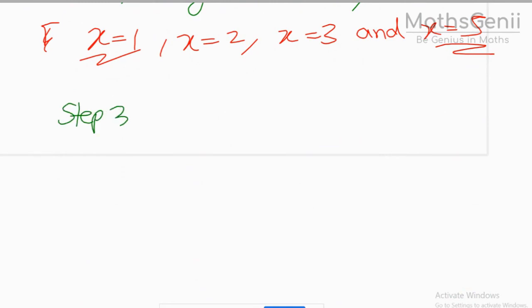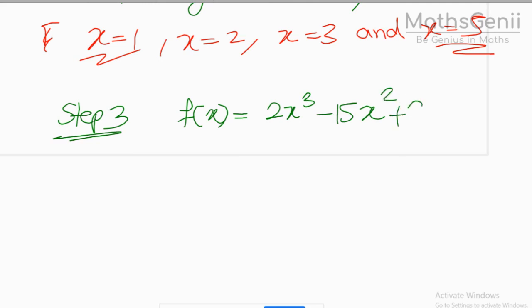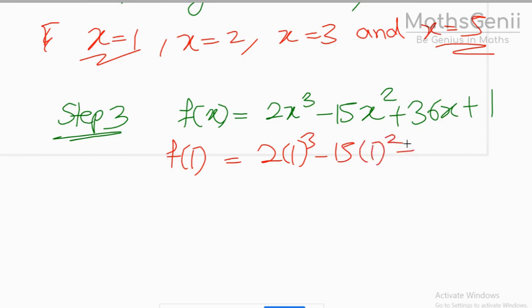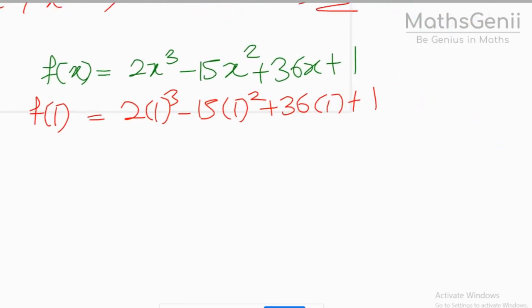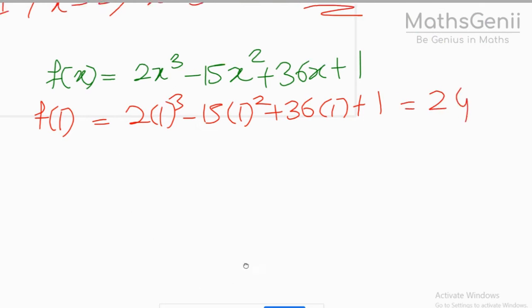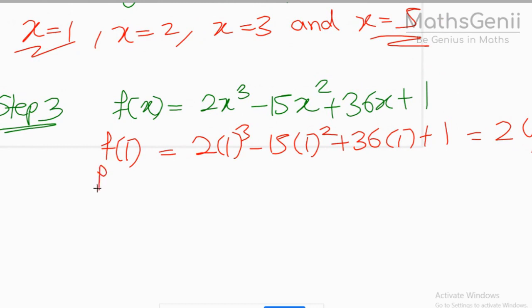For step 3, f of x is equal to 2x cube minus 15x square plus 36x plus 1. So let's find f of 1. Substitute 1 in place of x. So you get 2 minus 15 plus 36 plus 1. So you get 24. Similarly, what is the next value? f of 2, f of 3, and f of 5. This is what I want to find.